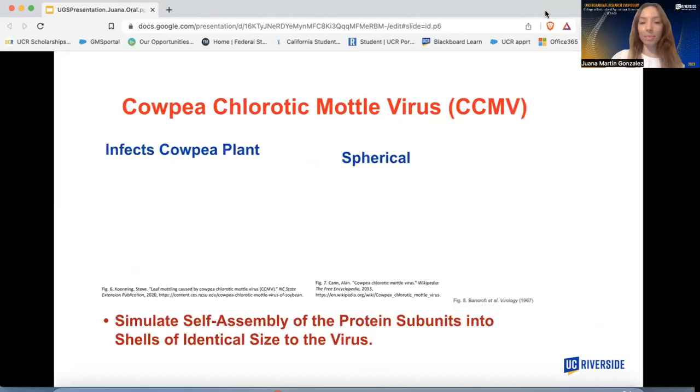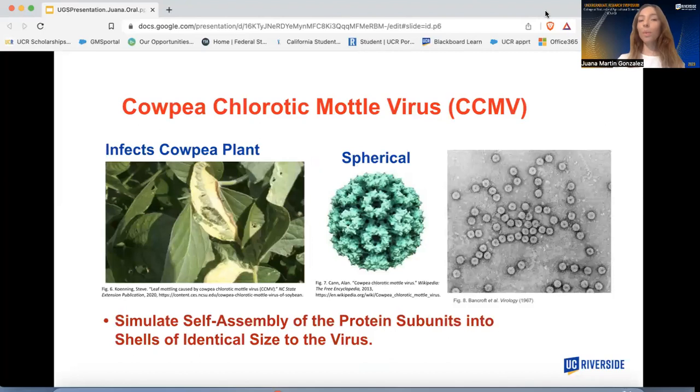And this video demonstrates how a single protein is being added at a time, forming a fully sized capsid. And one of the ways that we experiment on classical nucleation theory is using viruses such as the cowpea chlorotic mottle virus, or CCMV, which is an infectious cowpea plant virus. It is spherical, it is very easy to remove the RNA or DNA, and we can simulate the self-assembly of the protein subunits into shells of identical sizes to the virus.